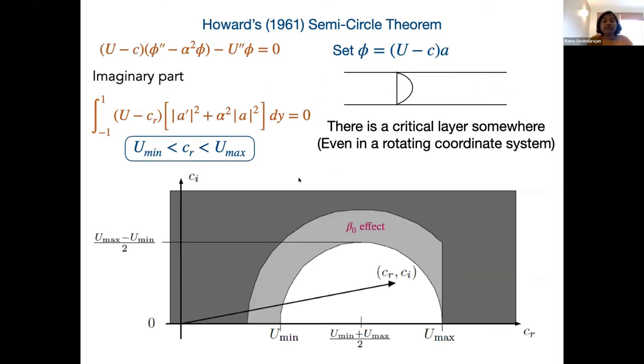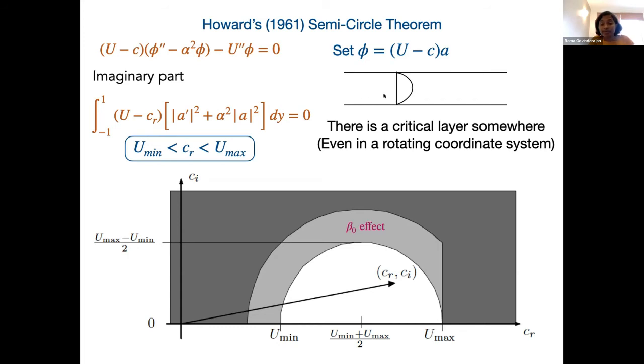There's another important theorem called the Howard semicircle theorem, and this is going to tell us about critical layers. We're going to talk about critical layers, and this is going to be very important for us. Basically, start from the Rayleigh equation and rename phi in terms of another variable a, and you'll get a very simple result: the real part of the phase speed c should be somewhere between the minimum and maximum u in the flow. So in the channel, you have u max here and you have 0 here. So the phase speed c has to be somewhere between this value and this value.